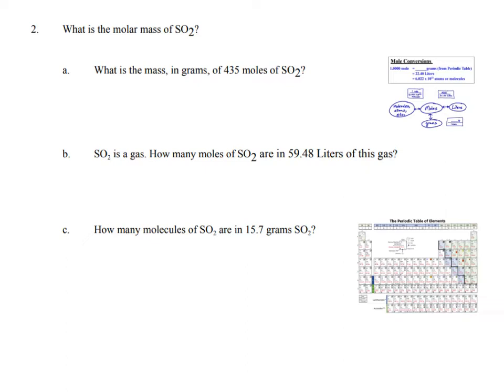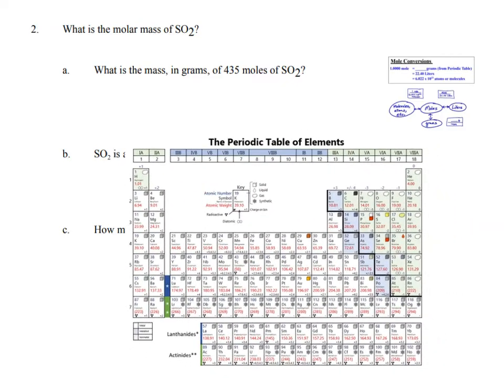All right, let's do a couple examples together. First, what is the molar mass of SO2? SO2. Now, that's a matter of looking at the periodic table. All right, we got to find sulfur on the periodic table. That's right here. And oxygen is right above it.